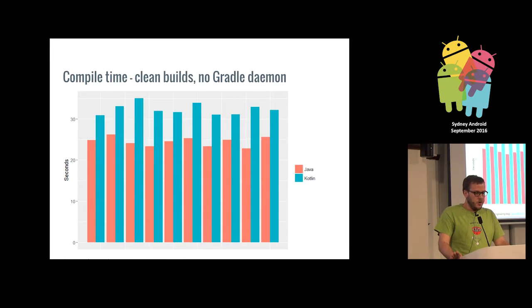So you can see that for clean builds, so no optimizations running, Kotlin is losing by about 5 to 10 seconds. So this is 10 consecutive runs. I think there are 10 yet, with absolutely the same conditions. So if you've noticed it before, the compilation speed sometimes varies quite wildly.